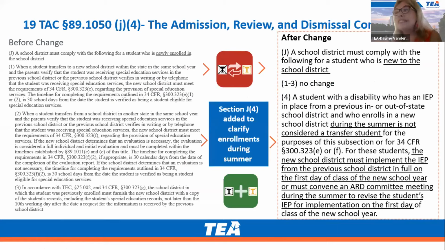Now we are moving to a different section of the chapter. This is a change at 89.1050. Specifically, you will notice that section J4 was added. This is a new piece of code that was added to clarify enrollments during the summer months. For students who enroll in an LEA during the summer, they are not considered a transfer student. These students are unlike those students who enroll during the school year.